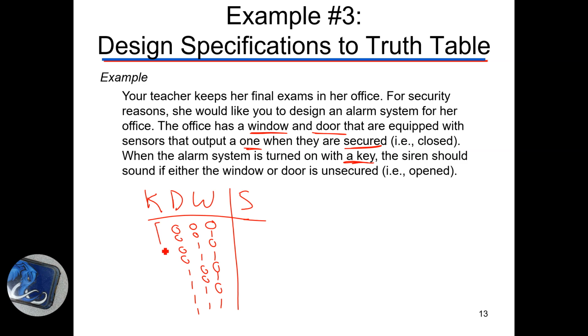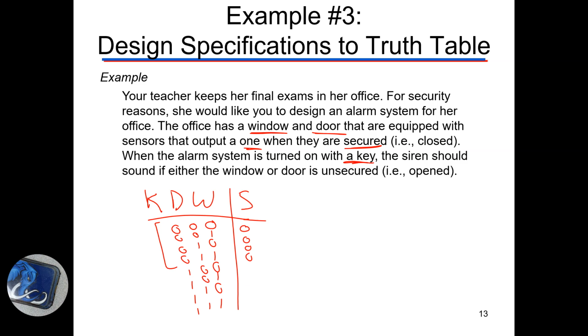Basically, these 4 right here, it's not going to work if the key is 0. Does that make sense? That means the key's not even present. So for the first 4, you can just put 0 because it's not going to work anyway.